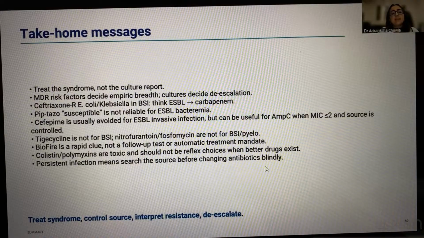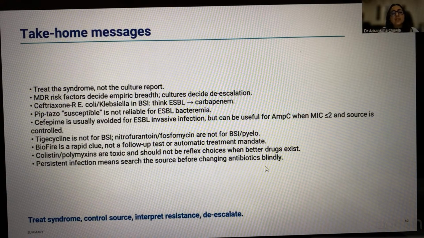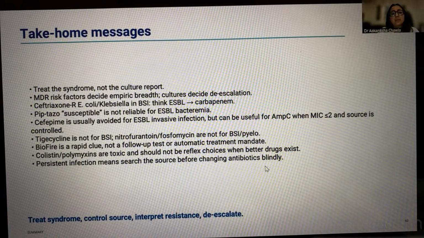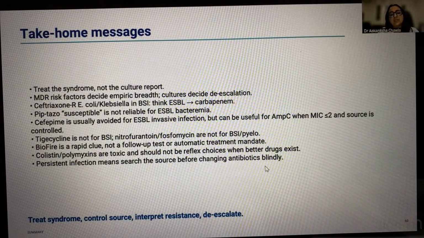And persistent infection means you have to actively search for the source and not just have a knee-jerk reaction that your antibiotic is not working. You have to look at the drug, and also at the site, the syndrome, the patient. If you selected a drug which does not penetrate your site of infection, the patient is not going to get better. So, changing the antibiotic is not the only way to treat the patient. So, treat the syndrome, control the source, interpret resistance, and de-escalate appropriately. Thank you.